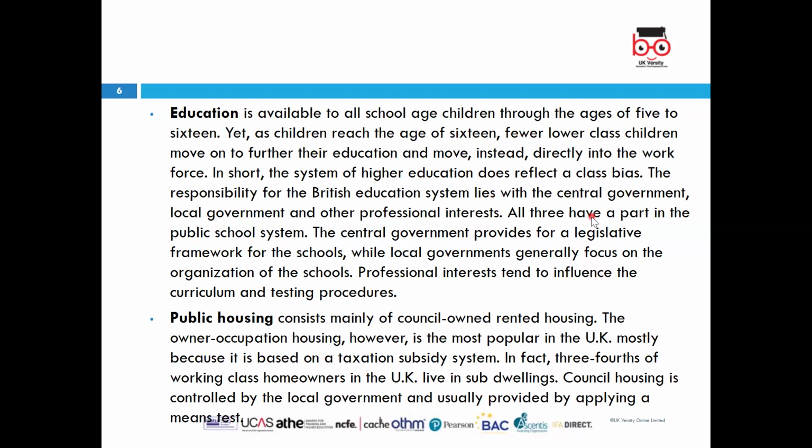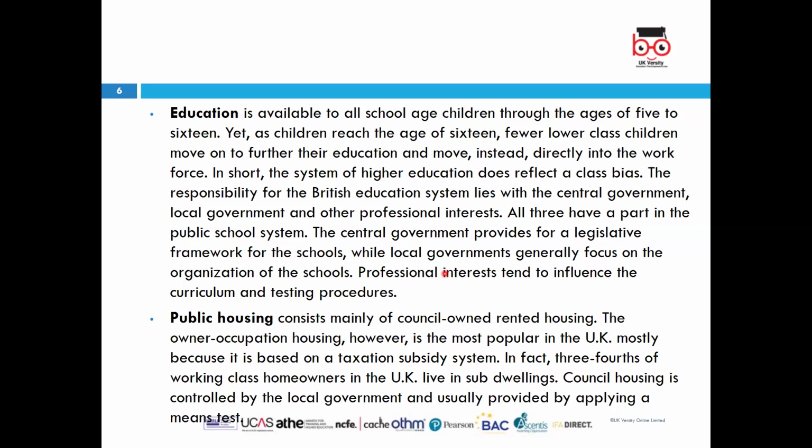So all those children who are school aged, through the years 5 to 16, they have access to free education. Yet as they reach the age of 16, fewer lower class children move on to further their education and move instead directly into the workforce, because they don't have the money or the resources to be educated. Instead of education, they resort to working, and they find working better than gaining an education, which is very unfortunate. So the system of higher education does not reflect a class bias.